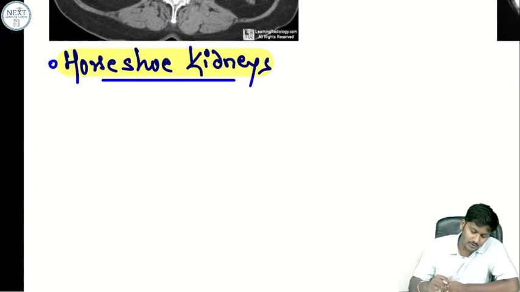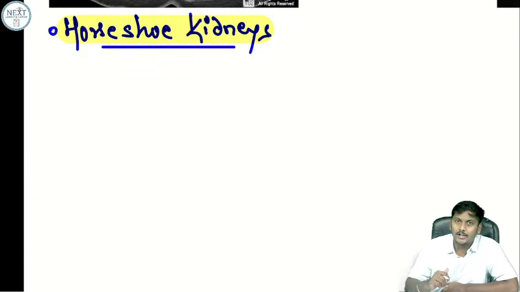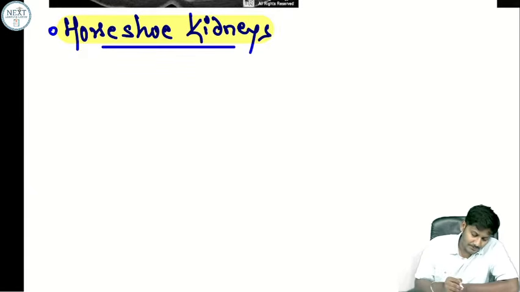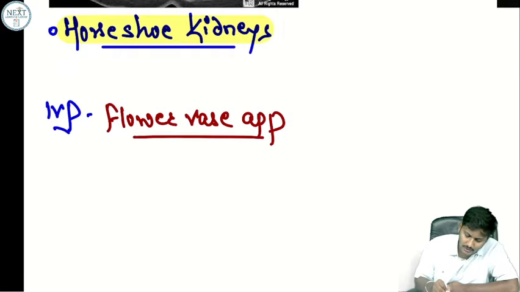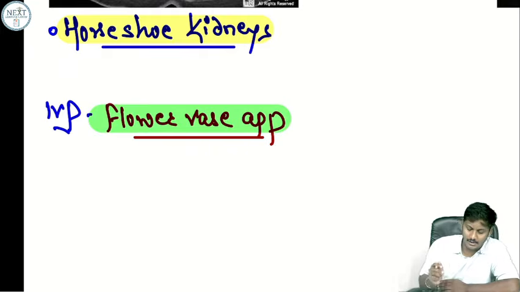If I talk about horseshoe kidneys, beta, in this condition if you do an IVP, that is intravenous pyelogram, you get a very classical appearance called the flower vase appearance, also called the hand joining or hand shaking sign. We call it the flower vase appearance, also known as the hand joining or hand shaking sign, beta. That is what is important to remember. It is one and the same thing.